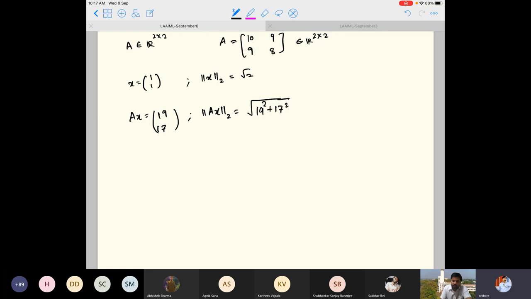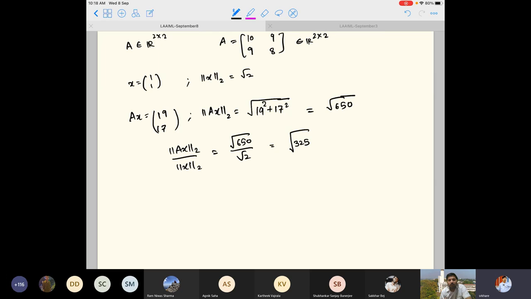What is the 2 norm of Ax? 19 squared plus 17 squared. Can somebody tell me what this is? Under root of 650. And now, what am I really looking at? For this particular x, I am looking at this ratio. So what is the magnification that A is inducing in this particular vector? Root of 650 divided by root of 2, right? So root of 325, right? So that is the magnification that A induced in this vector.